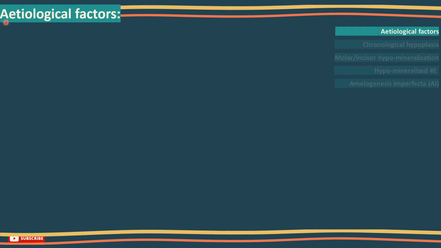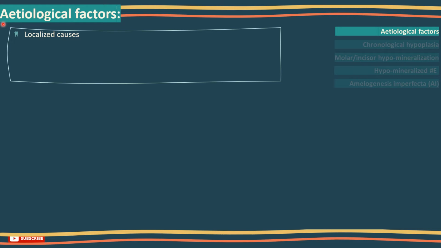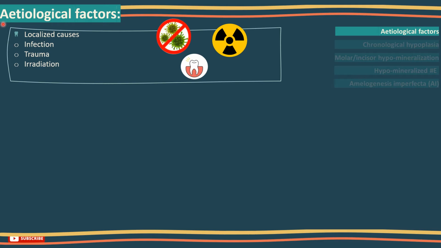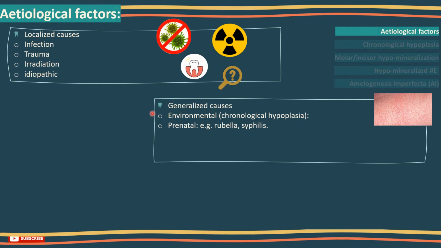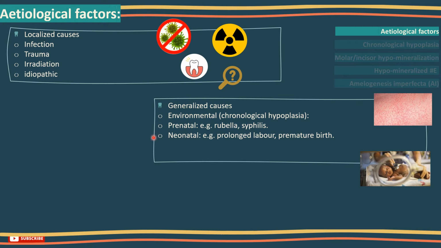Some etiological factors for enamel structure disturbances. Localized causes, like infection, trauma, irradiation, or idiopathic causes. Generalized causes, like environmental factors that can cause chronological hypoplasia. Prenatal causes, like in the case of rubella and syphilis. Neonatal, like prolonged labor or premature birth. And postnatal factors like measles, congenital heart diseases, fluoride, and nutritional factors.